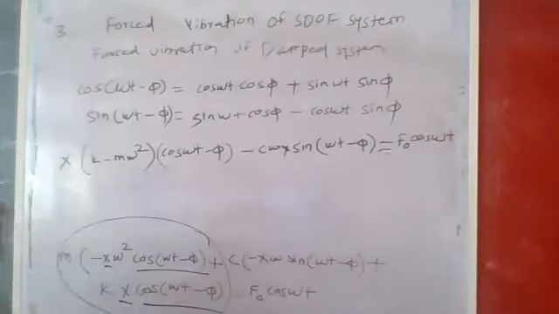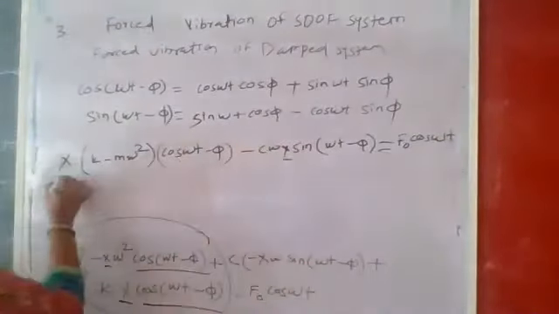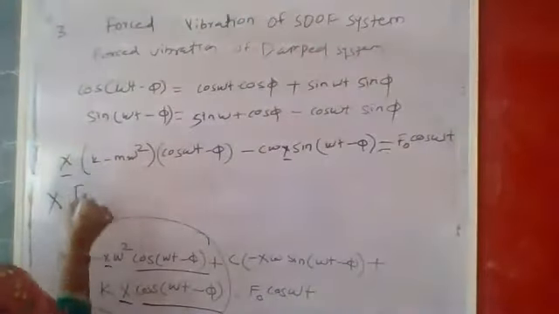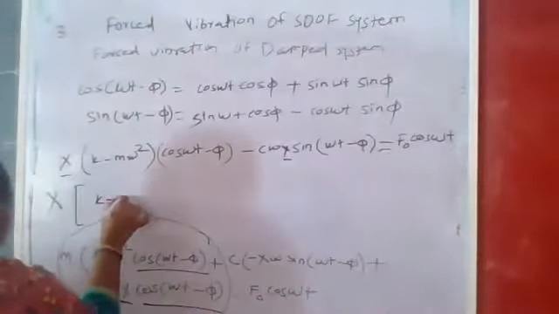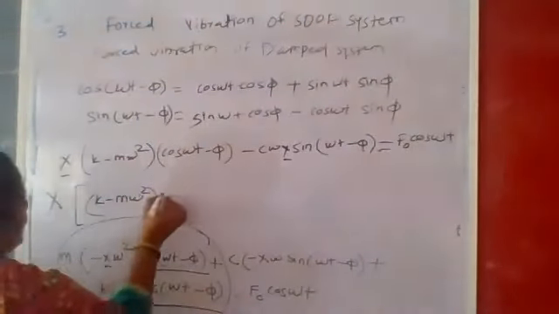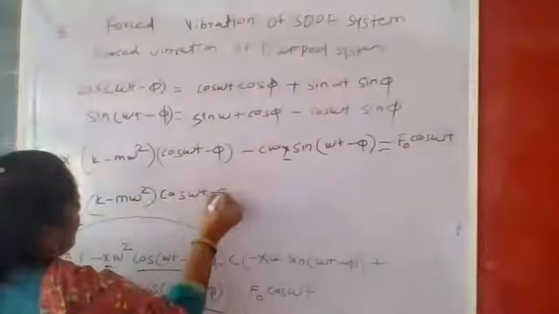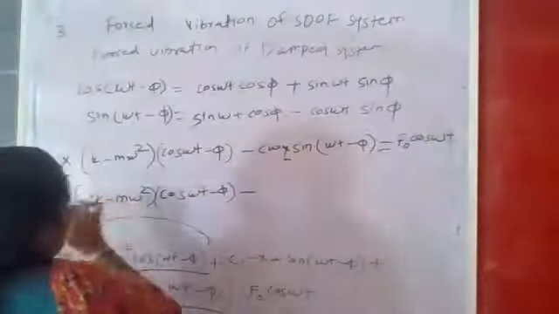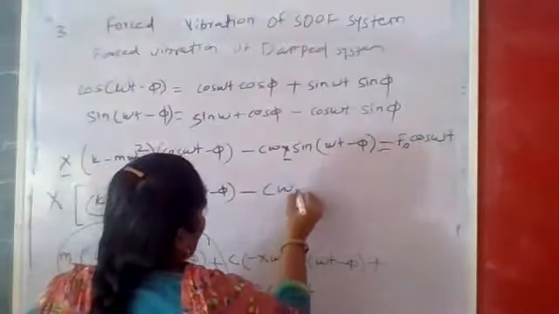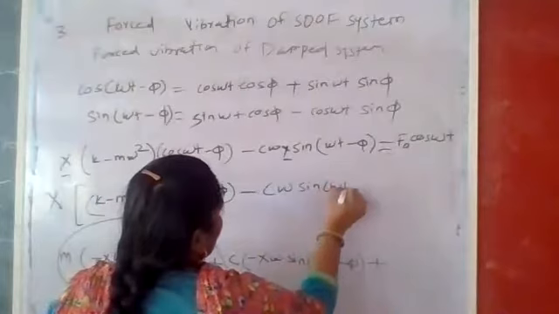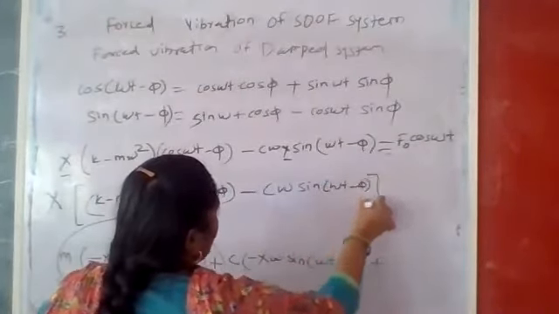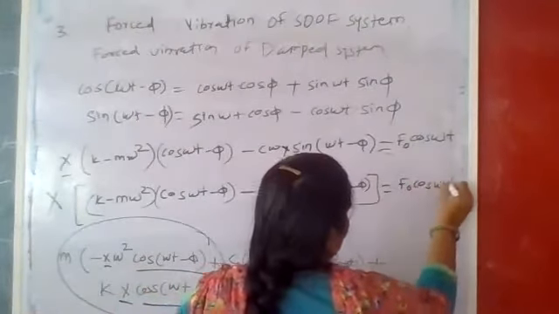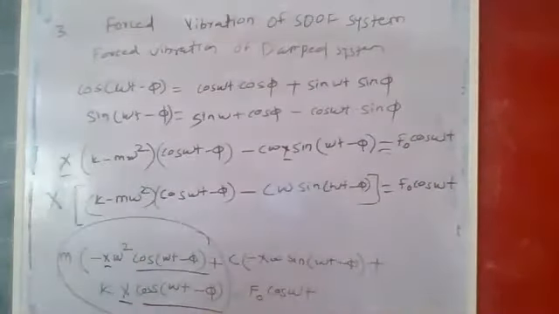Again you can see that the X term is common. If we take this X outside, what is the remaining term? k minus m omega square, bracket complete, into cos of omega t minus phi, bracket complete, minus, taking X outside, the remaining term is c omega into sin of omega t minus phi, bracket complete, equal to F naught into cos of omega t. Up to this, all of you write down.